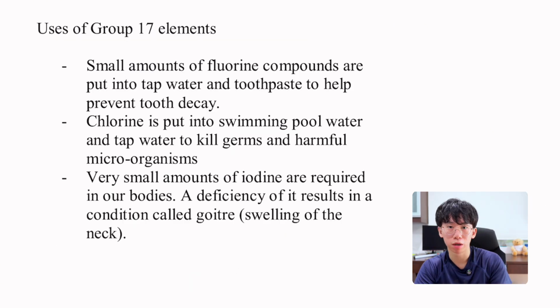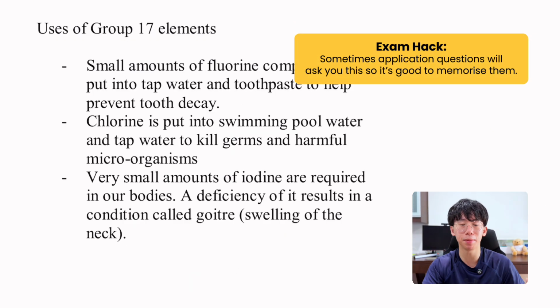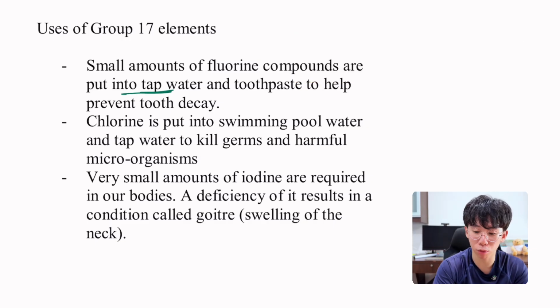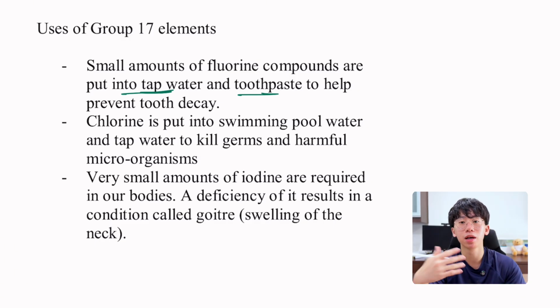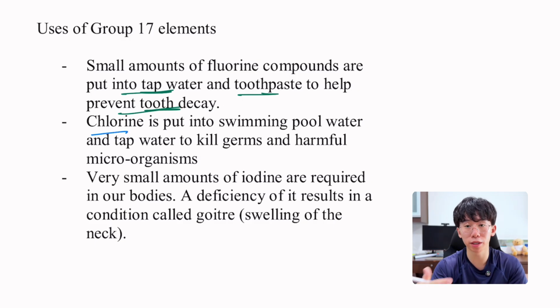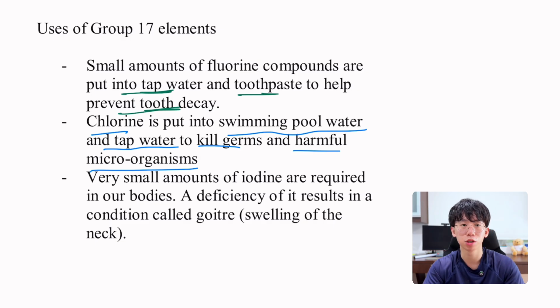Okay, very last part. What are some of the uses of your group 17 elements? So small amounts of fluorine compounds are actually known to be in tap water and your toothpaste to help prevent tooth decay. And for chlorine, on the other hand, it is usually put into your swimming pool water and tap water to kill germs and harmful microorganisms. So if you're a swimmer very often, you can maybe smell the smell of chlorine in the air. That's because the chlorine is actually in the swimming pool water to get rid of germs, because so many people use the swimming pool and we don't want people to infect each other with their bacteria.